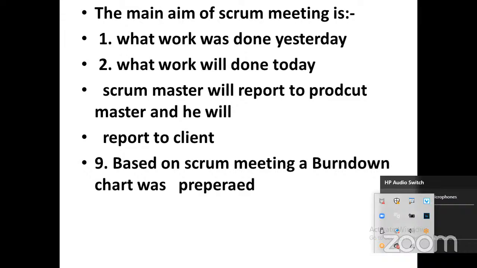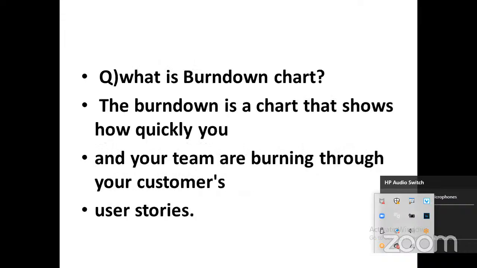Based on the Scrum meeting, a burn down chart is prepared. A burn down chart is a chart that shows how quickly you and your team are burning the customer stories. And it means if any pending work is there, it will show the status of your particular stories.